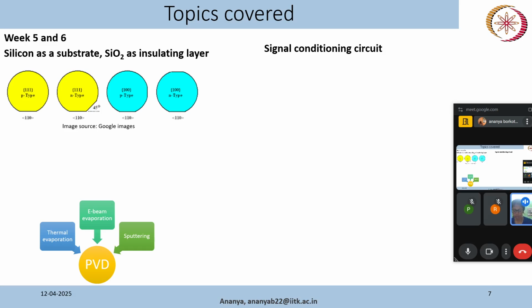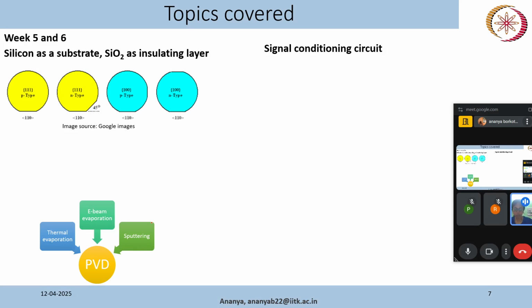Okay, so these are the things we learned, and we know that SiO2 is optically transparent and mechanically very stable, and that's why we use it as an insulating layer in our MEMS structures. We have also discussed these three types of PVD technique: thermal evaporation, E-beam evaporation, and sputtering.